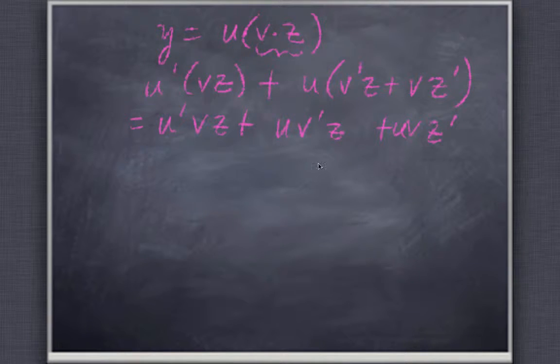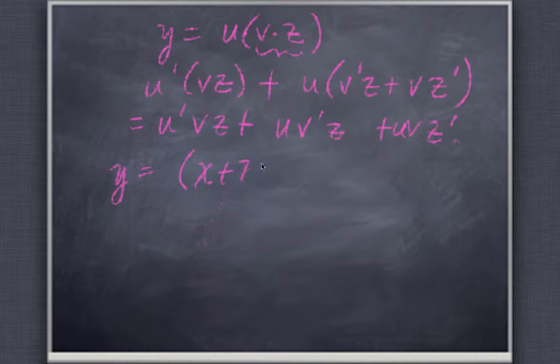This time I have 3 things added up because one of them has u prime, one of them has v prime, one of them has z prime. So this works forever. If you had 5 things, you just take the derivative of the first one times the other 4, plus the derivative of the second one times the other 4, plus the derivative of the third one times the other 4, and so forth.